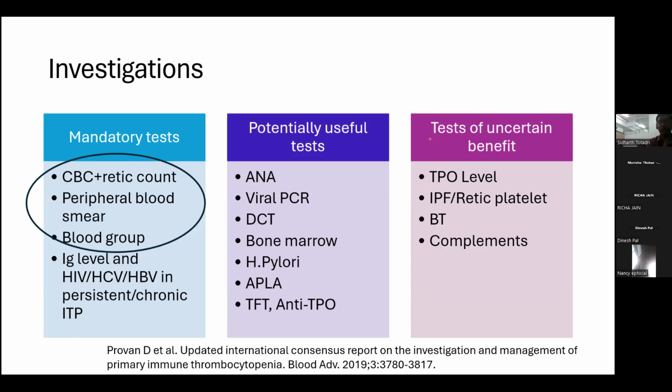Next, we see how to confirm the diagnosis. So what is mandatory, like what is circled here, a CBC with a retic count and a peripheral blood smear with a blood group, is mandatory to diagnose and treat the child. The other investigations I'll talk about in the next slide, but you need to keep in mind that CBC, retic count and peripheral smear are the bare minimum mandatory for diagnosing.